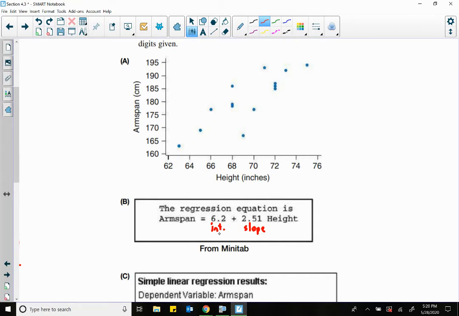The intercept, if your height is 0, then you have an arm span of 6.2 centimeters. Does that even make sense? No. Because if your height is 0, that means you do not exist. And if you do not exist, you do not have an arm span. Okay? So we can report the intercept, but then down below when it says interpret, you would say this is nonsense. This doesn't make any sense. Okay? And there you go.